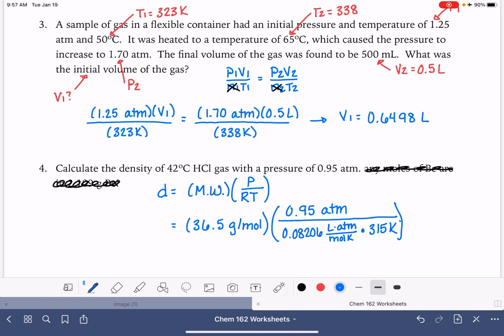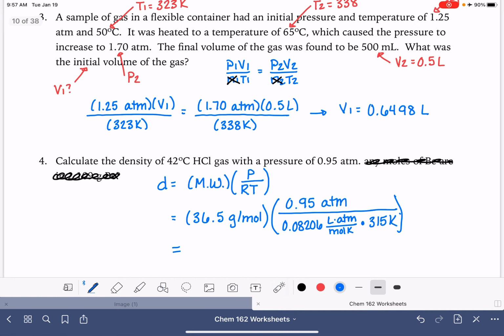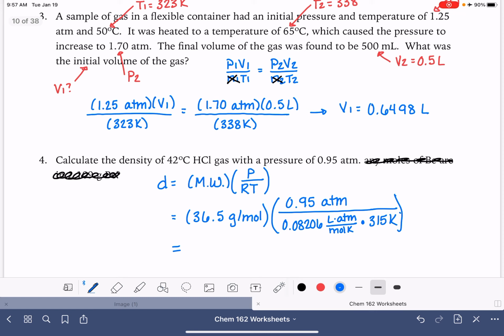These density calculation problems are pretty straightforward. They're just long because there's so many units. 36.5 times 0.95 divided by 0.08206 and divided by 315 gives us a density of 1.34. The units of density for a gas are grams per liter. We can just take a look at how these units cancel and see that we end with grams per liter.